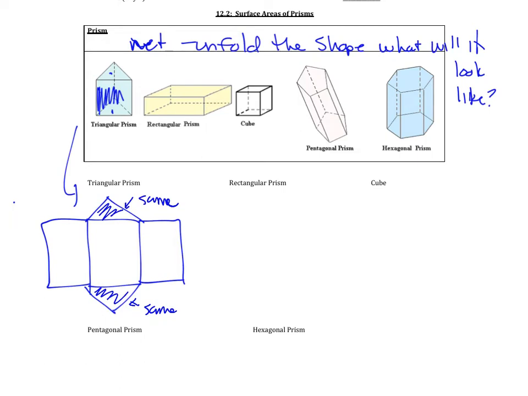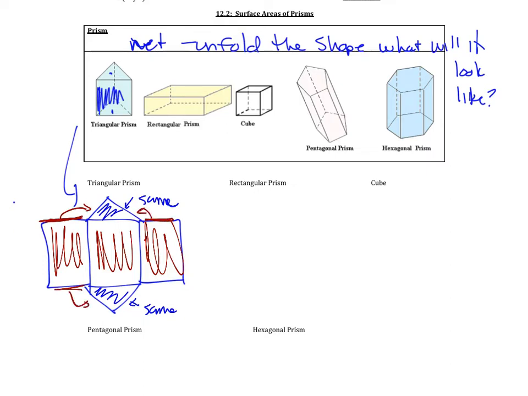And then I also want to figure out the area of three rectangles. Okay, but this side matches up to here. This side matches up to here, and likewise down below. And then you're just going to take the bottom times this side length here.